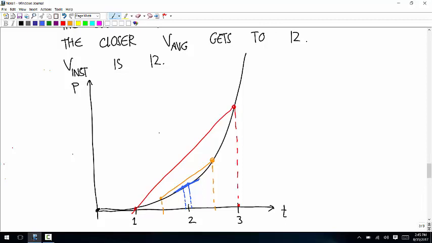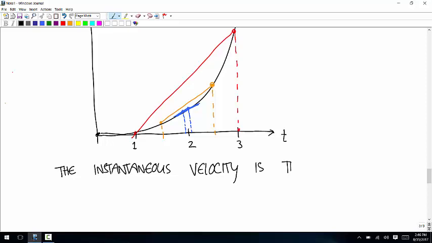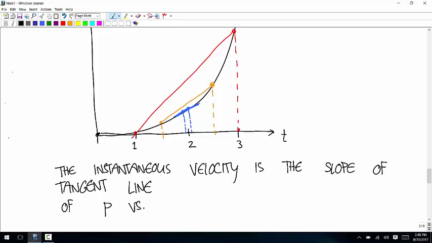Okay. And what we're doing as we pinch these two values together is that the instantaneous velocity is the slope of the tangent line at that point T. It's the slope of the tangent line of the position versus time graph at the chosen time T.